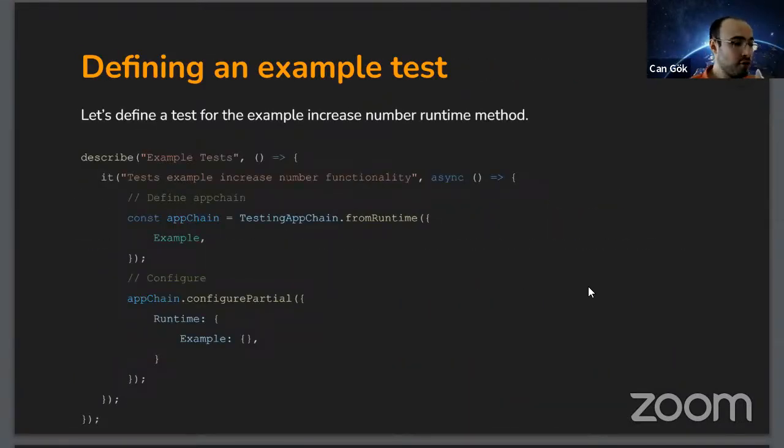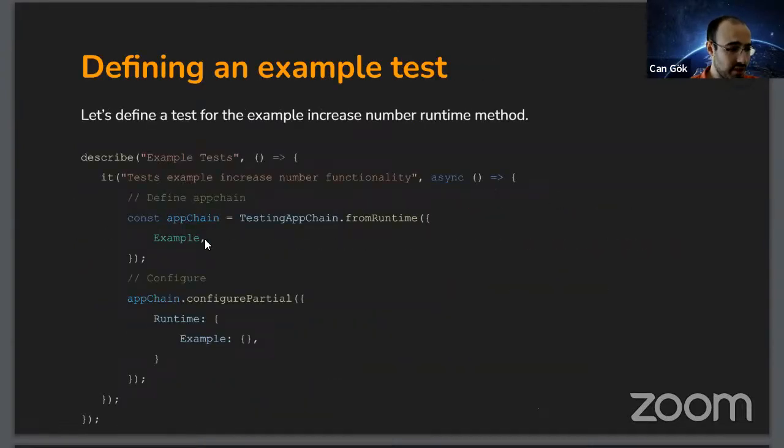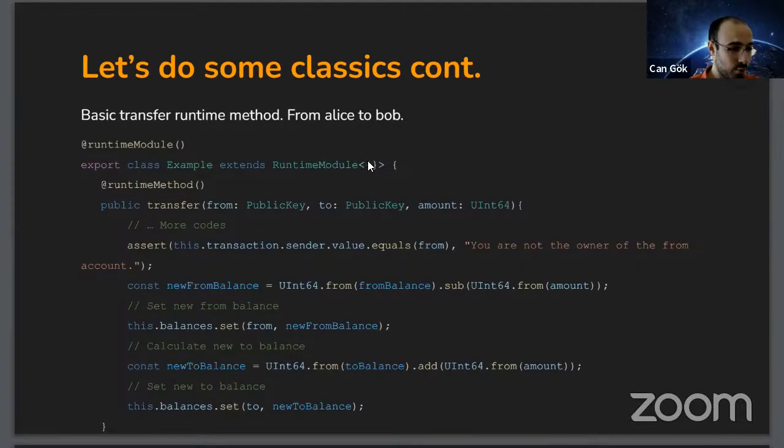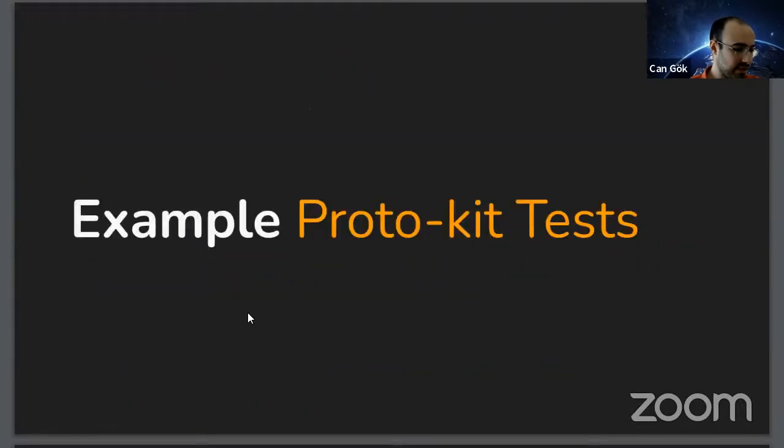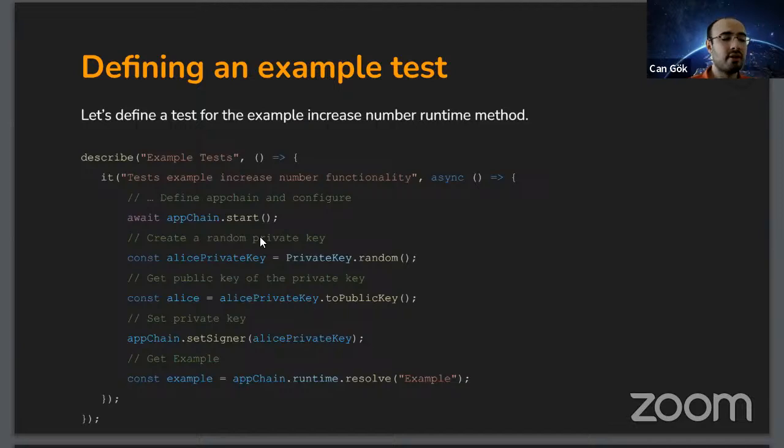Well, in Protokit tests, first of all, this is an app chain. So basically, we have to start the app chain first, because, as I have stated before, there is a different architecture: there is the runtime, protocol, sequencer, and things like that. Inside of your test, you have to start the appchain, but first you have to define it. And you have to give the example runtime module, which is described in here, as an argument to the appchain, so that our runtime consists of the example runtime module. And it will be running. And then we can configure it partially. You can see we didn't give anything in here, so we will not give any starting value or configuration for that right now. Then we can start the appchain.